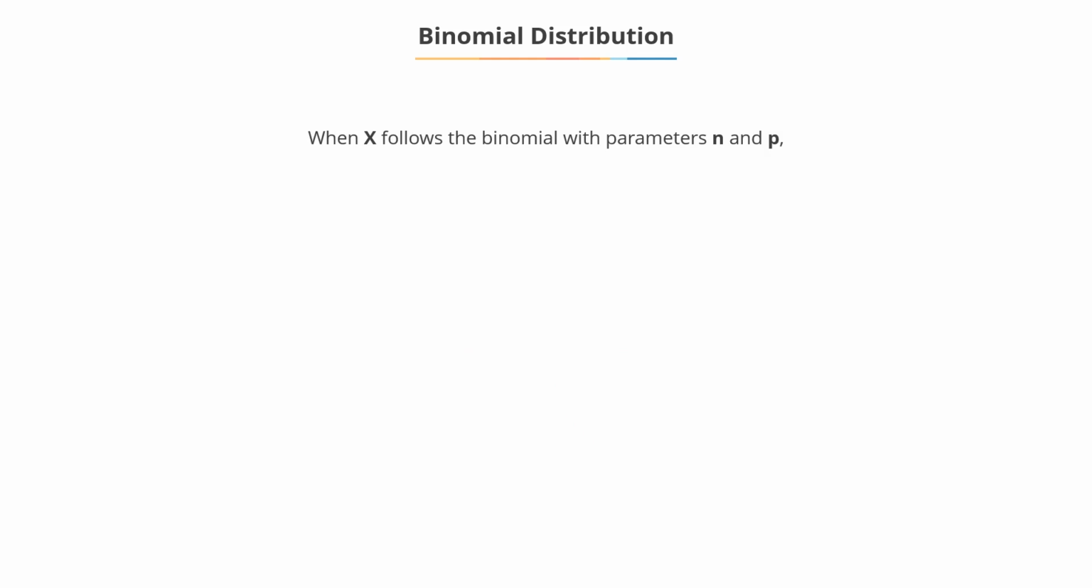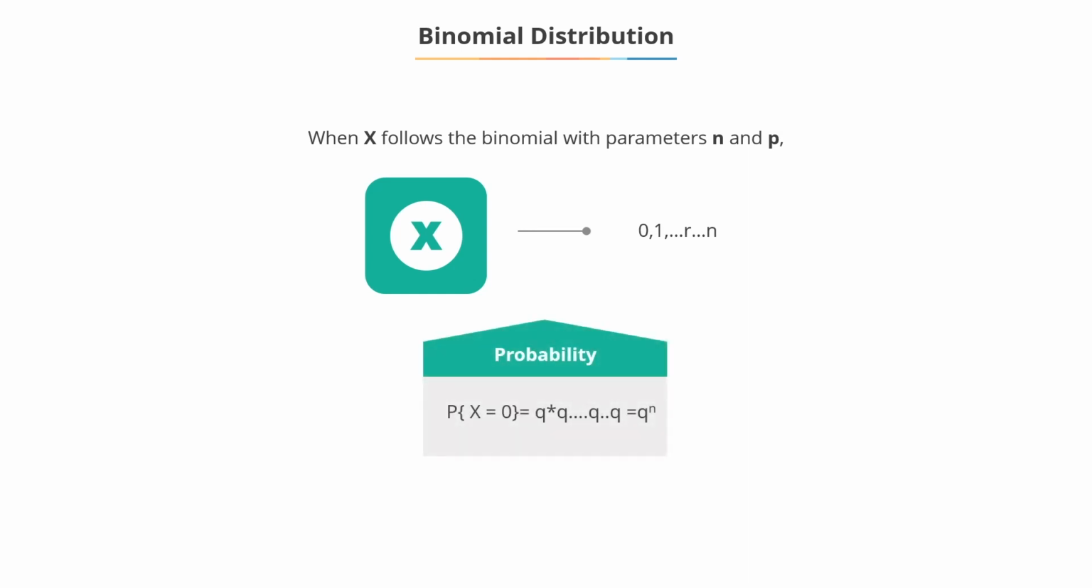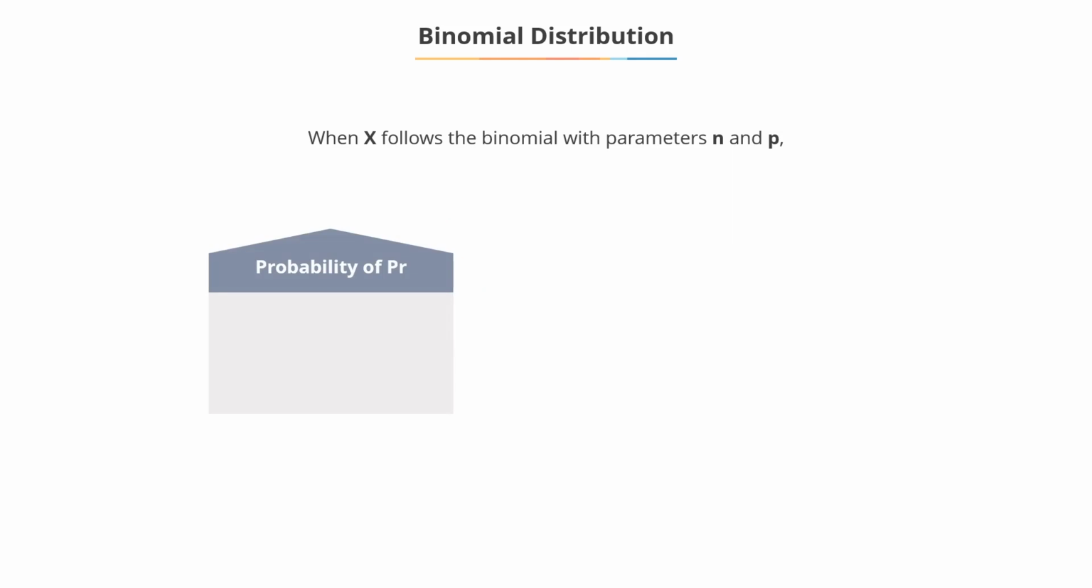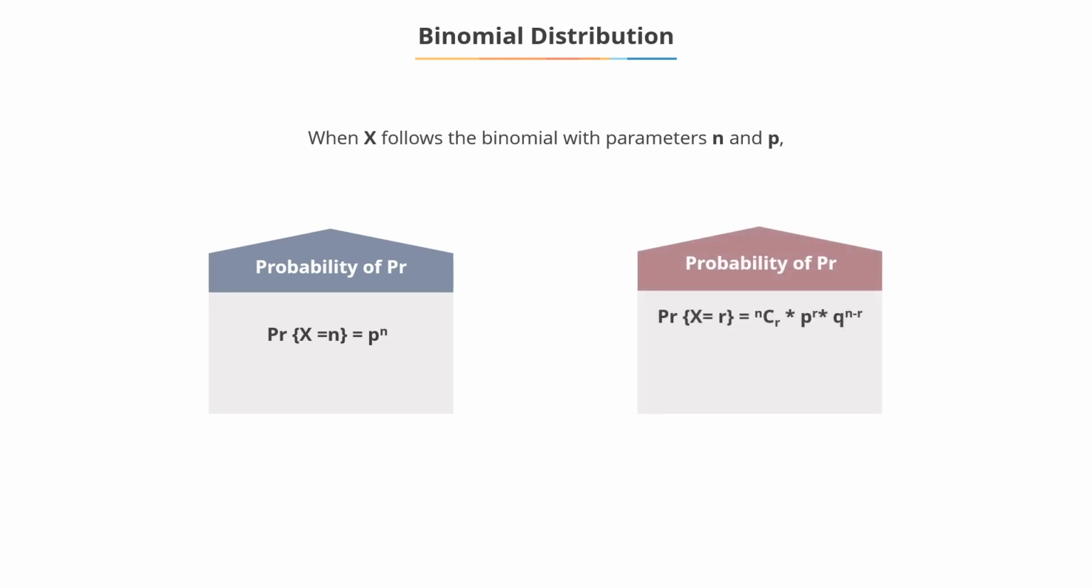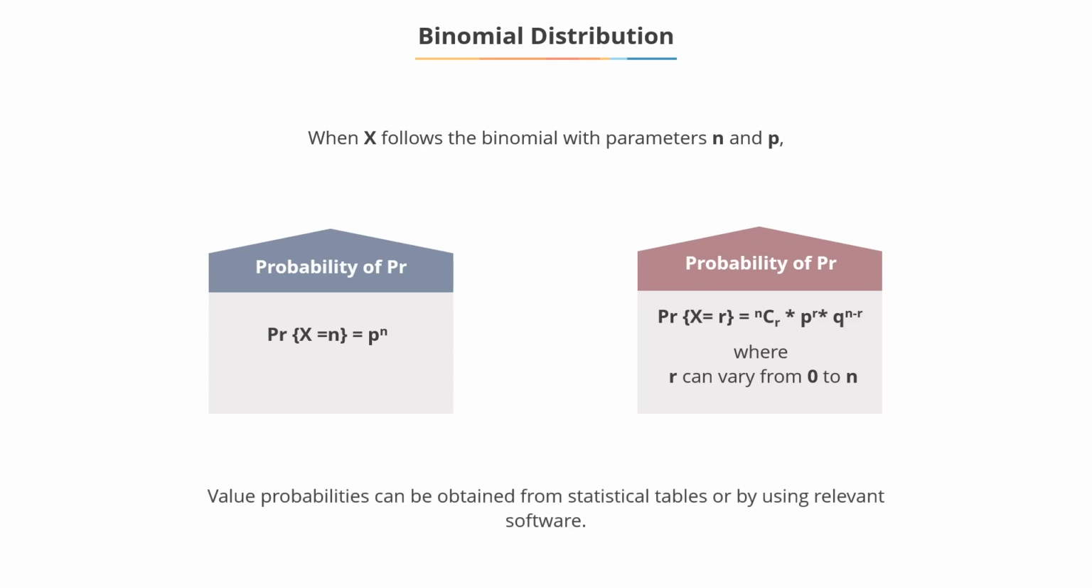So, when x follows the binomial with parameters n and p, x can take values 0, 1, up to n. Then, probability x is equal to 0 is equal to q into q up to q, which is equal to q^n, as outcomes are independent. This follows from the multiplication theorem of probability. Similarly, probability x equal to n is p^n. And more generally, probability x is equal to r is equal to nCr p^r q^(n-r), where r can vary from 0 to n. Probabilities can be obtained from statistical tables or using software.